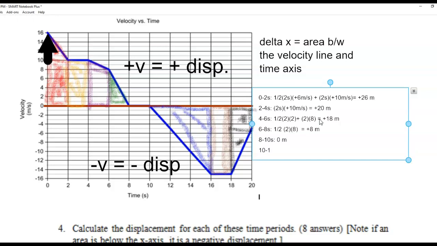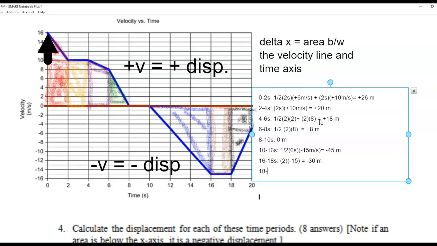Then 10 to 16 is the big blue triangle. So it's going to be 1/2. The base is 6 seconds. And then the height there is negative 15 meters per second. So half of 6 is 3. 3 times negative 15 is going to be a negative 45 meters. Then we have 16 to 18, which is just a rectangle. So that's going to be 2 by negative 15. Again, the negative is important here. You want to make sure you get those in there properly.